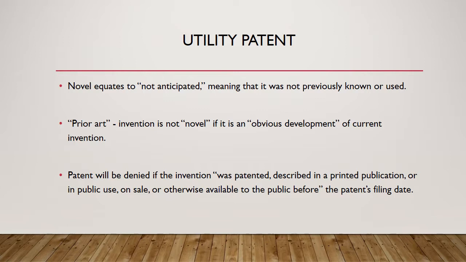And so the patent will be denied if the invention was previously patented, if it's been described in a printed publication, or if it's in public use, on sale, or otherwise available to the public before the patent's filing date. So all those things go to the fact that it's not something that's new. So the patent has to have an element of being something new or unique to it. It may be that you have an existing concept, but that you added some unique feature to it, and you could patent that unique feature.